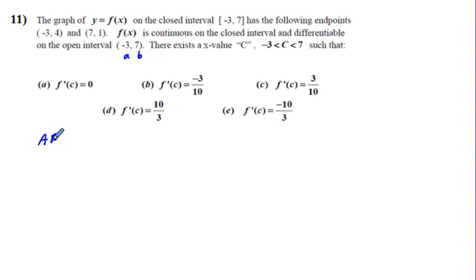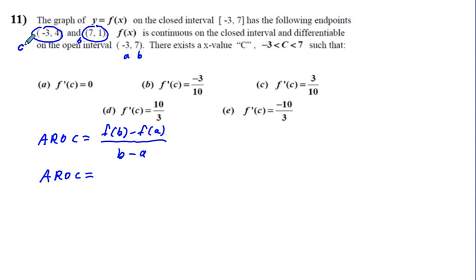So the average rate of change equals f of B minus f of A over B minus A. And for this, 1 is going to be f of B. So here's our B right there. This can be our A. So we have negative 3, and f of A is 4. Let's put the B first. So we have f of B, which is 1, 1 minus 4 over B minus A, which is 7 minus negative 3.